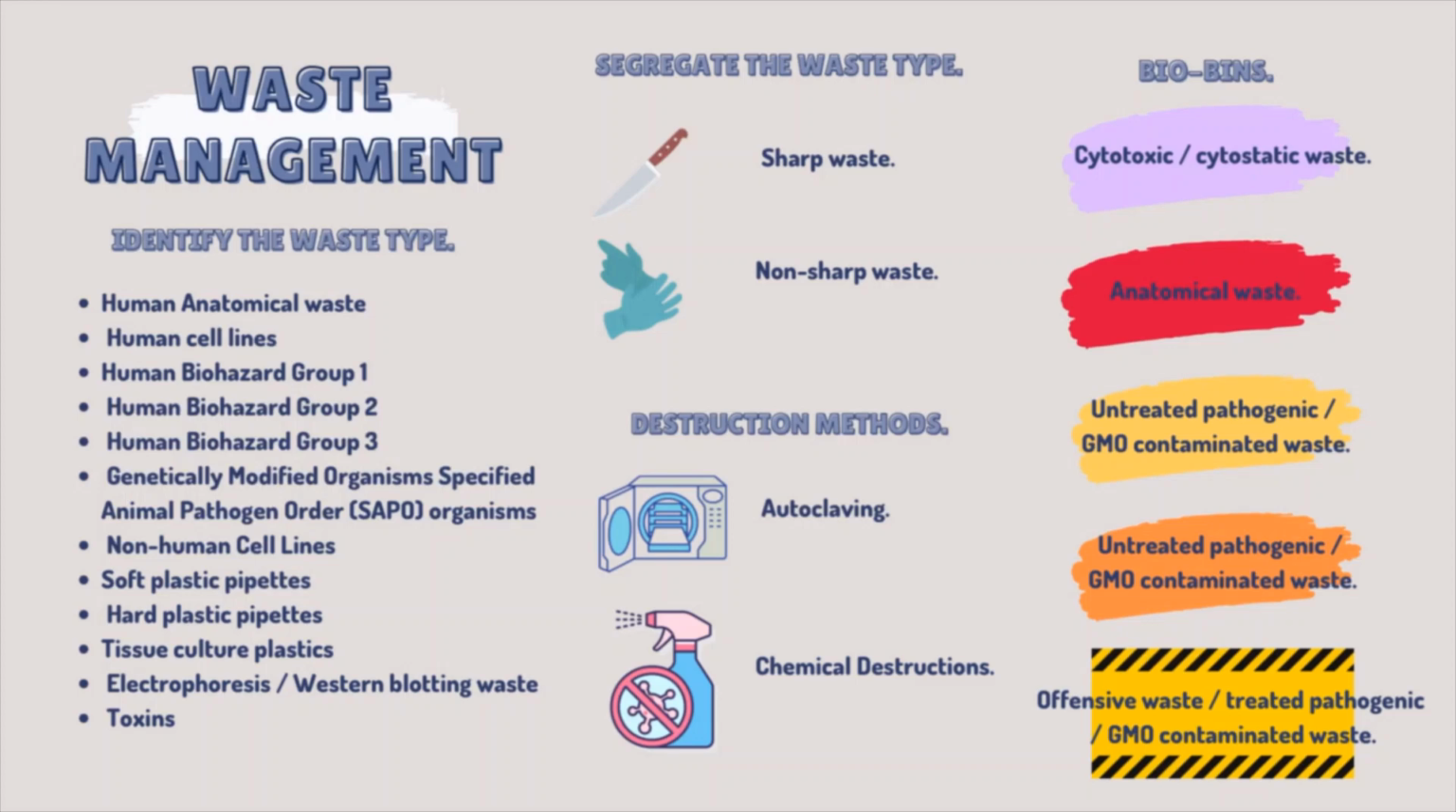These bins have several colors. The first is the red-lidded box that is available for anatomical waste, followed by purple-lidded boxes that are available for cytotoxic or cytostatic waste, yellow-lidded boxes that are available for pathogenic or GMO contaminated waste or certain chemicals, orange-lined biobins that are available for untreated pathogenic or GMO contaminated waste, and finally, tiger stripe-lined biobins that are available for offensive waste or treated pathogenic or GMO contaminated waste.